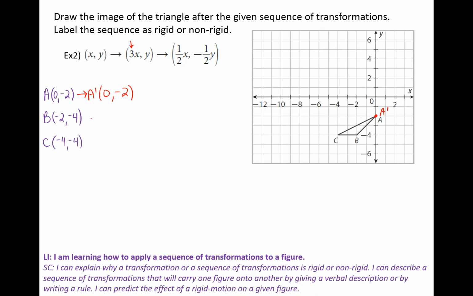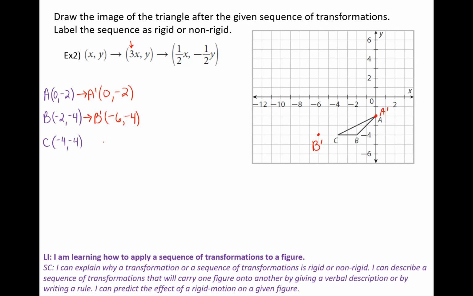Then I'm going to do B prime, and again, I'm going to do 3 times the X. So I'm going to come over here to my X value, which is -2, and multiply it by 3. I get -6. And then -4, the Y value stays the same. So on my graph, I'm going to go -6, negative 4. And there is my B prime.